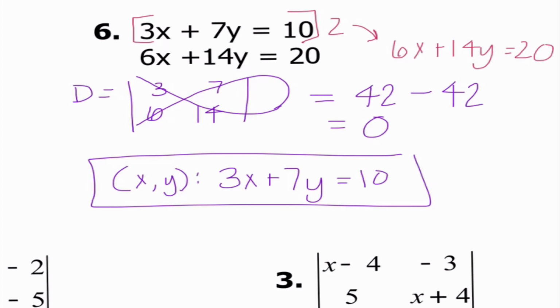Now, if you guys figured this out just by looking at these equations, I would not require that you do any of this work. However, if we ever get 0 as our determinant, that should be a signal that I can stop. I don't need to find d sub x, d sub y, look back at the problem, and figure out, is it all these answers or is it no solution?